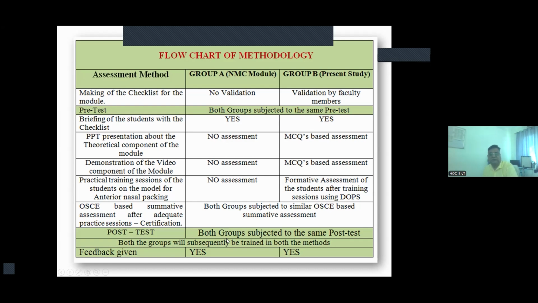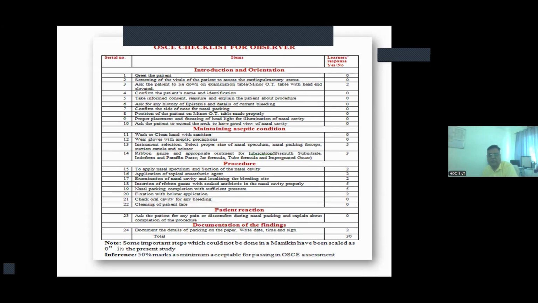Similarly, this was the checklist that was developed. As you see at a number of places, you see a 0 sign. That means these are the steps that cannot be done on a mannequin. So the OSCE checklist was modified for the simulation-based procedure. And in this case, 50% mark was accepted as an acceptable score, a satisfactory measure of passing the procedural skills and certification.